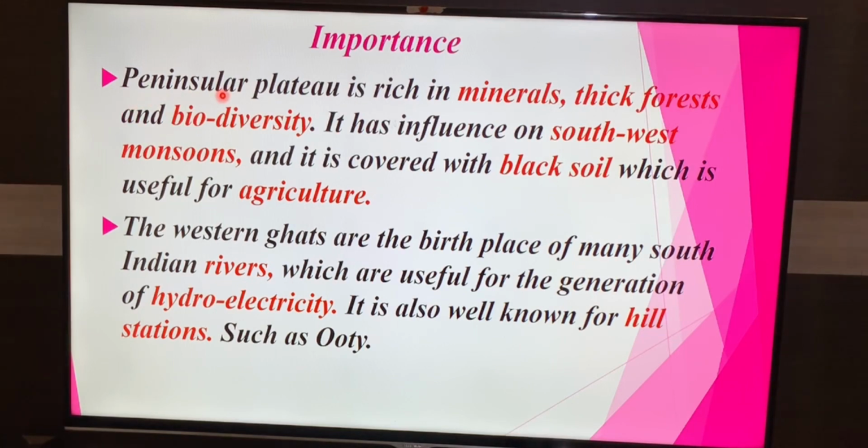Importance of Peninsular Plateau. It is rich in minerals, thick forest, biodiversity. It is greatly influenced by the southwest monsoon wind. It is covered with black soil which is useful for agriculture purpose. Western Ghats are the birthplace of many rivers and are also useful for producing hydroelectricity. Well-known hill stations are located in South India such as Ooty.